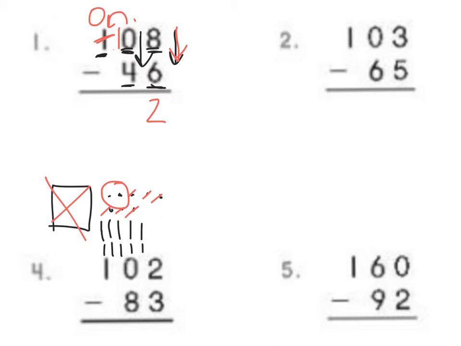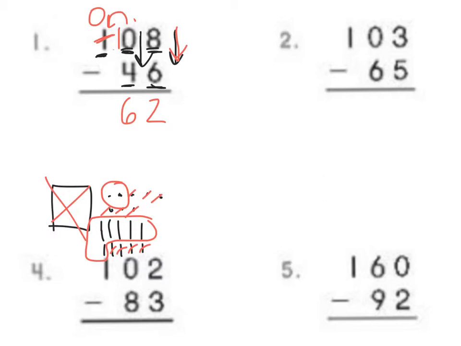Now we have 10 tens minus 4 tens. So I'm going to cross off those 4 tens I'm subtracting. 10, 20, 30, 40. And I'm left with 6 tens. So I'm going to put 6 tens down at the bottom. So I have 62 as my final answer.